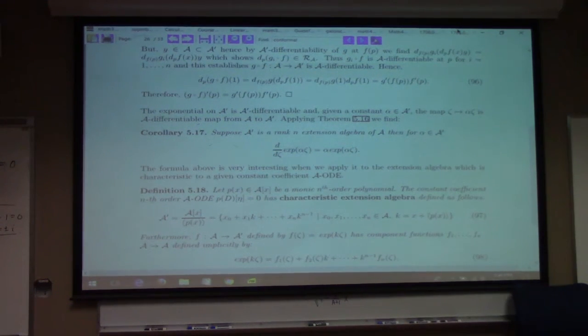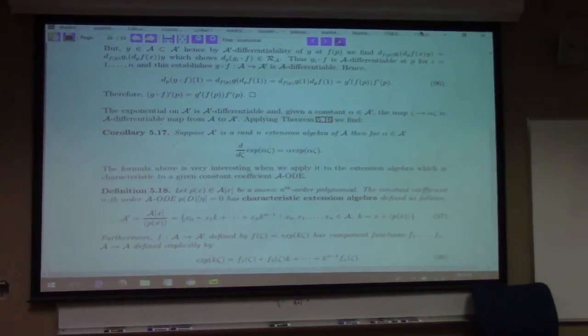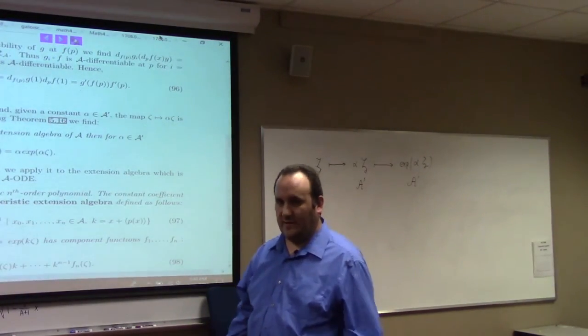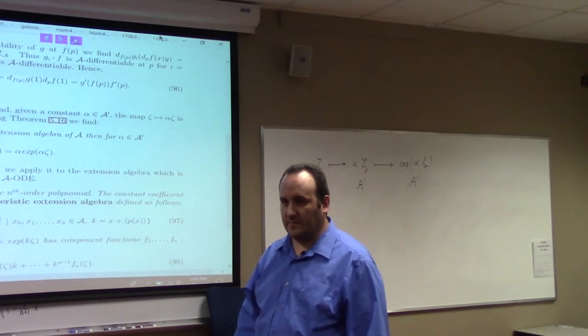So if that's my f, ζ maps to αζ, is that differentiable? Yes, multiplication by a constant is differentiable. That's not a problem. Is the exponential? This is straight up the exponential. It's w maps to exp(αw), if you will. Is that differentiable? Yes, the exponential is differentiable. We've proved that.